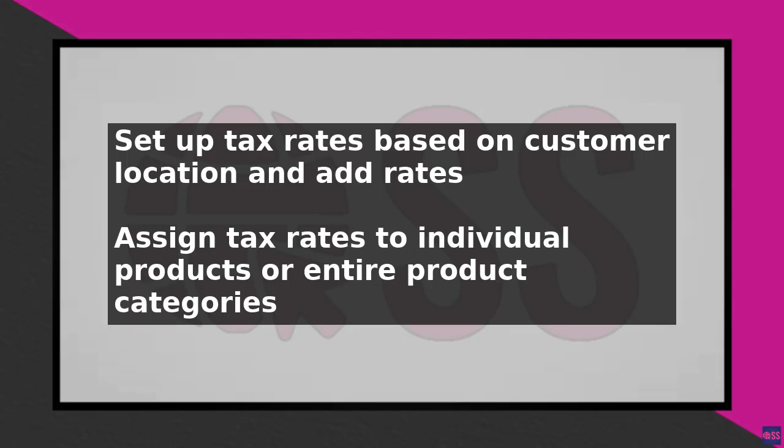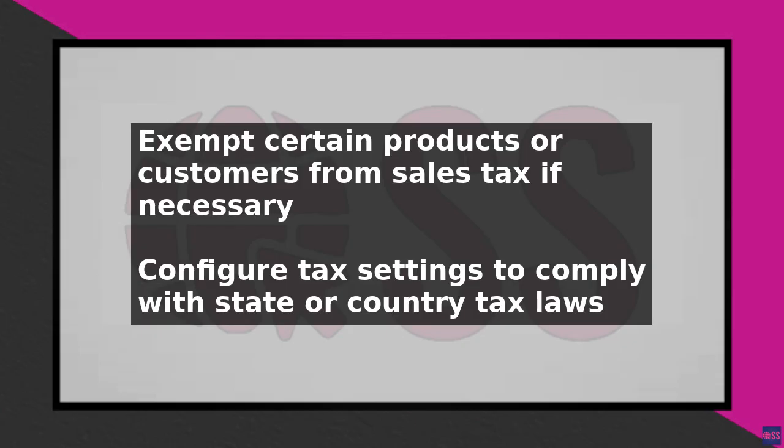After setting up your tax rates, you will need to assign them to your products. You can assign tax rates to individual products or to entire product categories. To assign a tax rate to a product, navigate to the Product Details page and select the tax rate from the drop-down menu.